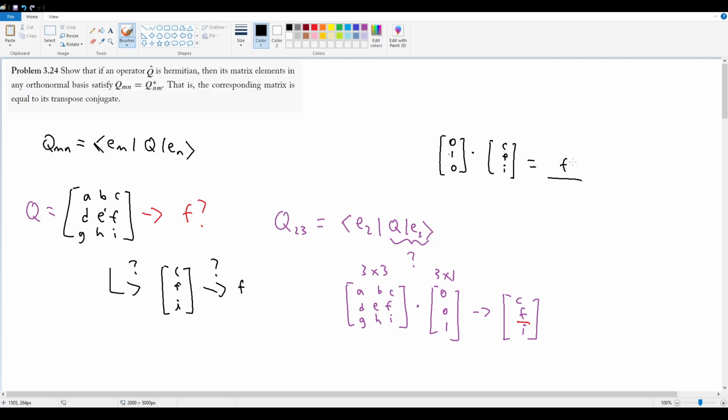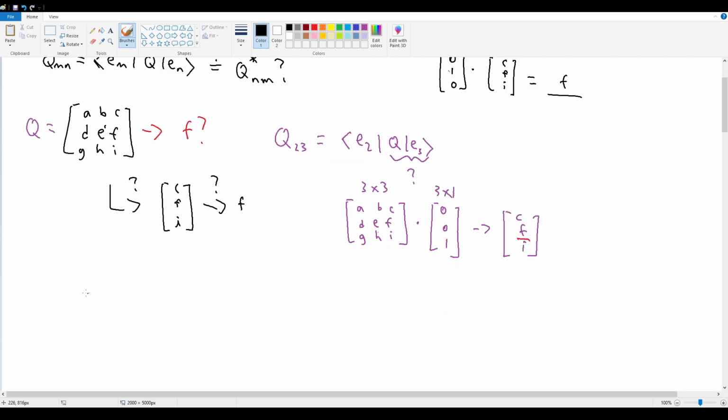So if this is generally true, then how do I show that this is necessarily equal to Q star and M? Let's write this out first. So Q and M is going to be equal, per this identity that we've shown, to the inner product of En with Q hat acting on Em. Correspondingly, QMN is going to be equal to the inner product of Em and Q hat acting on En.